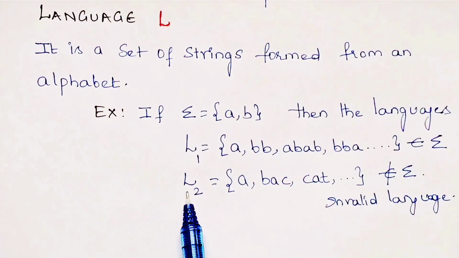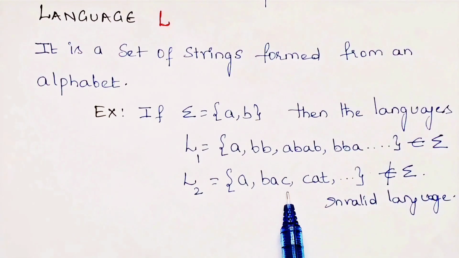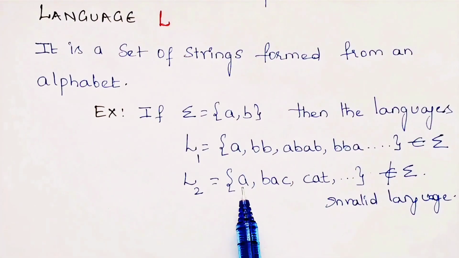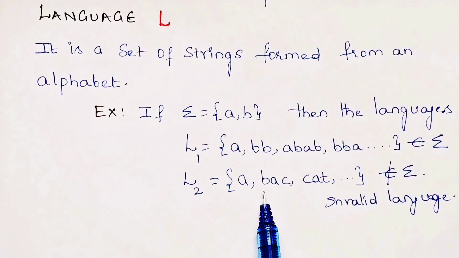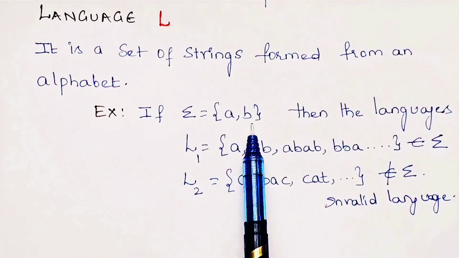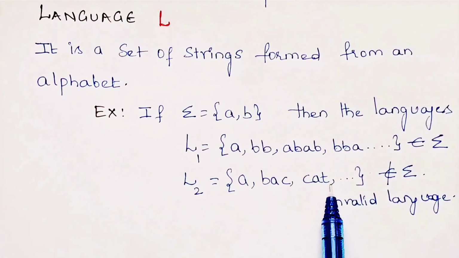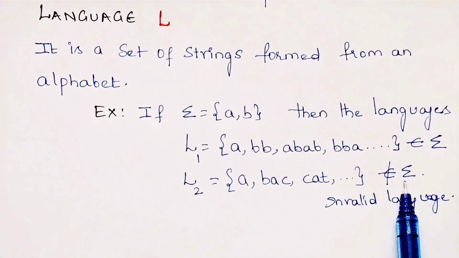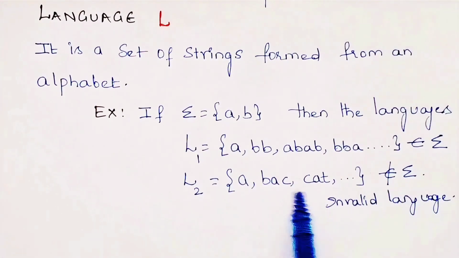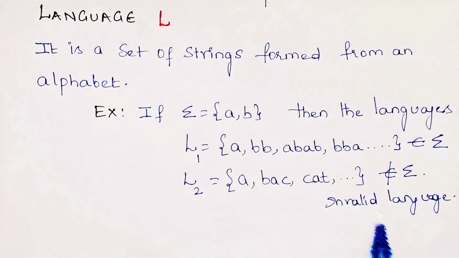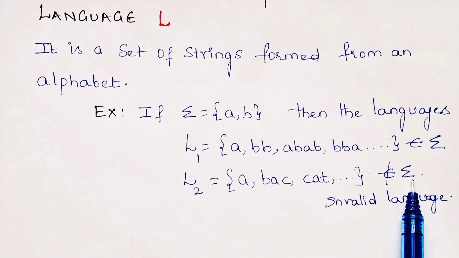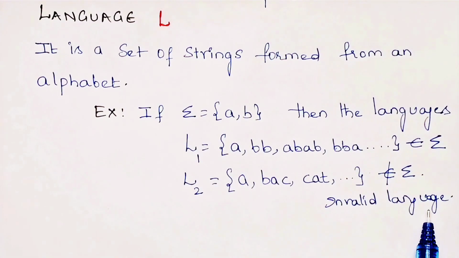Let us consider the language L2 here. The input strings we have considered in this language L2 are a, bac, cat. Here the input a belongs to the input alphabet sigma. The input b belongs to the input alphabet sigma, but the symbol c and the symbol t don't belong to the input alphabet sigma. Thus, a language containing invalid characters or invalid symbols which don't belong to the input alphabet is considered an invalid language.